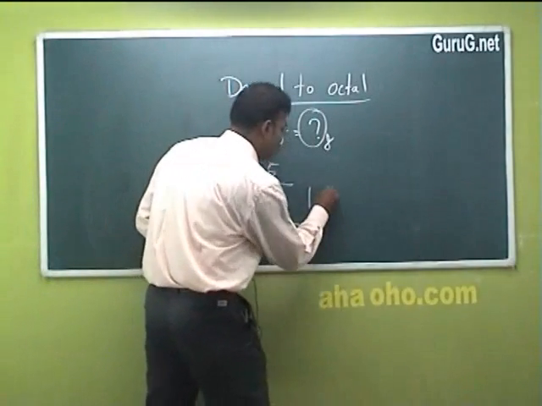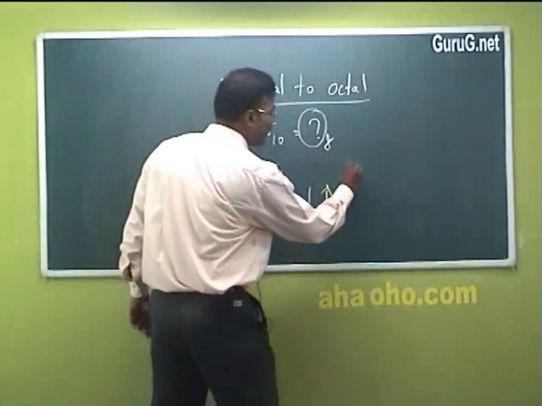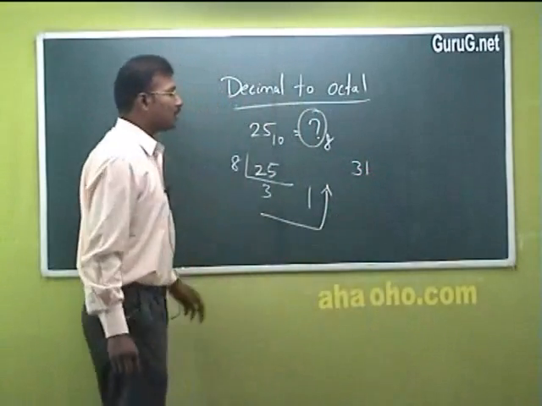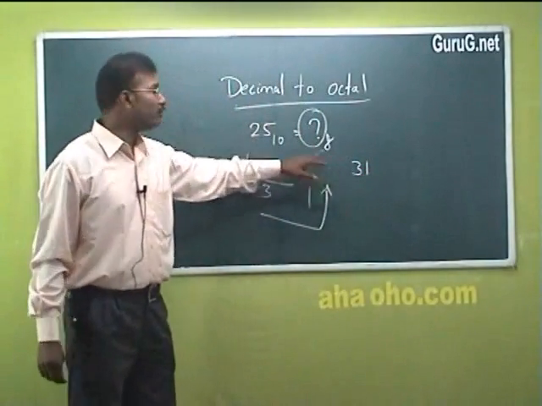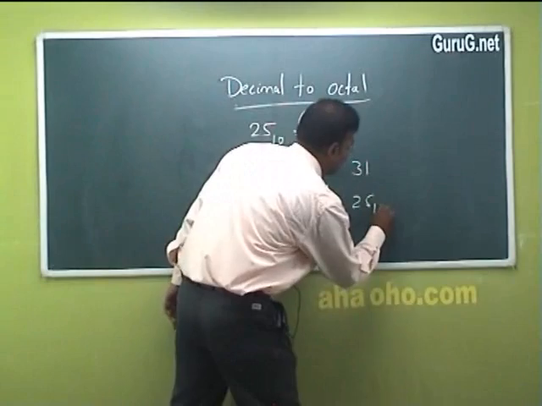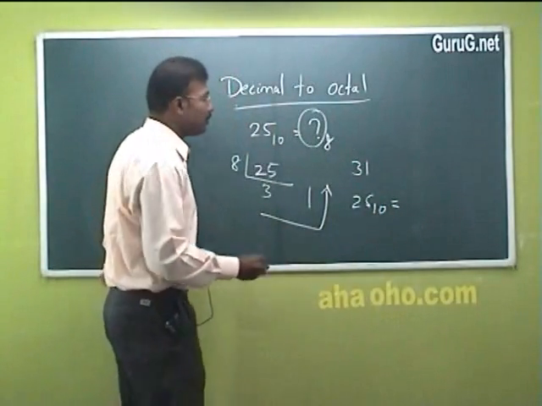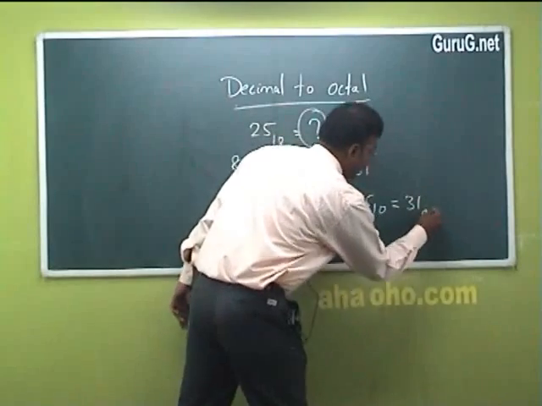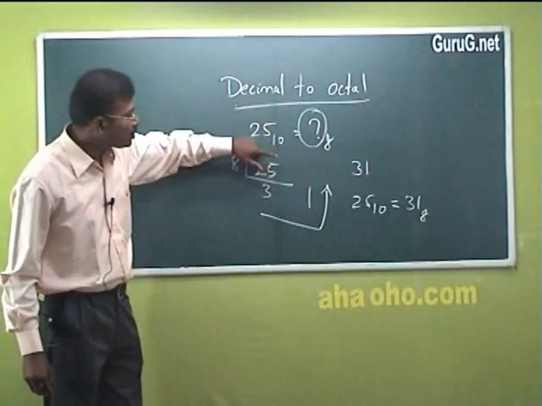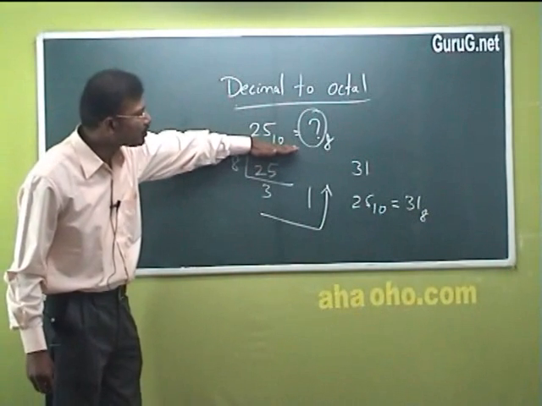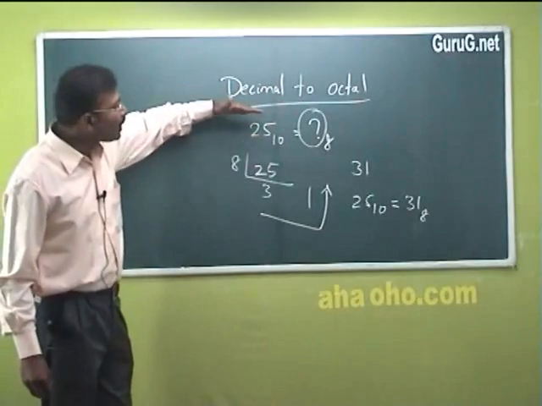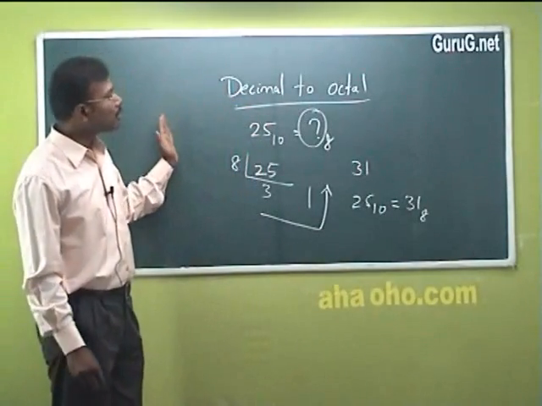You need to consider it like this: this will be your most significant bit, 3, and this will be your least significant bit, 1. So 31 is the octal value for 25. So the radix notation will be 25 base 10 is equal to 31 base 8. Always the base needs to be given in subscript, and the font size should be smaller than the actual value. So now we have seen decimal to binary and decimal to octal.